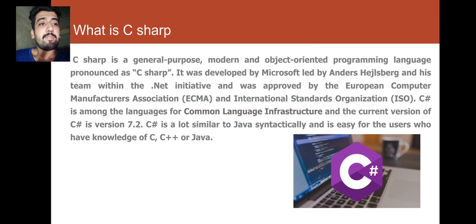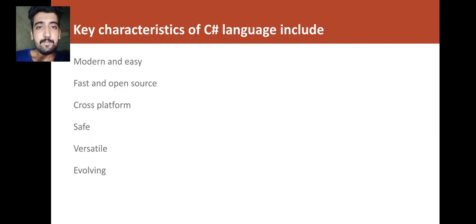C Sharp is a simple and modern language, easy for those who have knowledge of C, C++ or Java. C Sharp is an open source coding language.